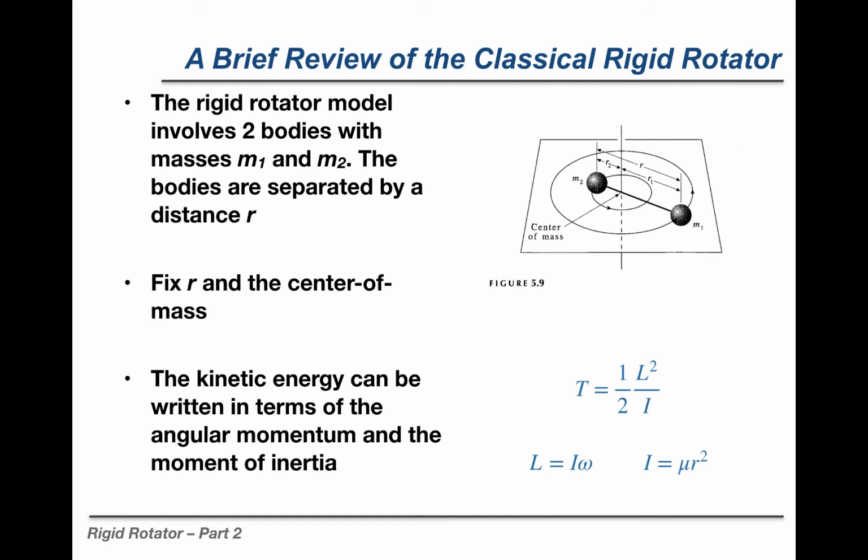And we saw in the previous video that the kinetic energy can be written in terms of angular momentum L and the moment of inertia of this two-body system I, and that the angular momentum and moment of inertia can be related back to an angular speed and a reduced mass and the distance between the two centers.